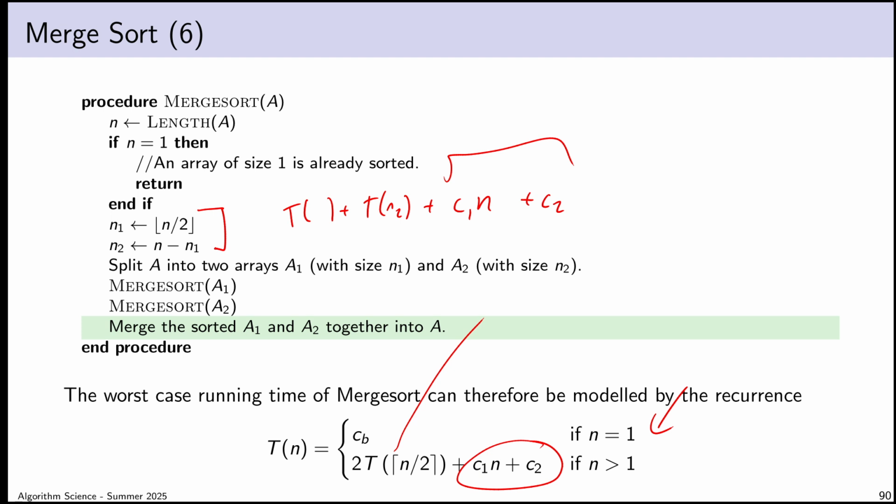Okay, but what about n1 and n2? I know that n1 is the floor of n over 2. And I know that n2 is n minus n1. I said a minute ago that it's reasonably clear that that's actually the ceiling of n over 2. Now what I can do is say, the floor of n over 2 is less than or equal to the ceiling of n over 2. And they're so close together that I'm just going to bundle them both together and say we're just doing 2 T of the ceiling.